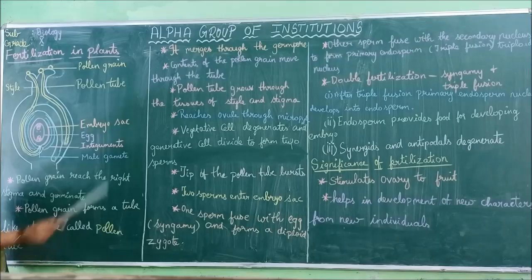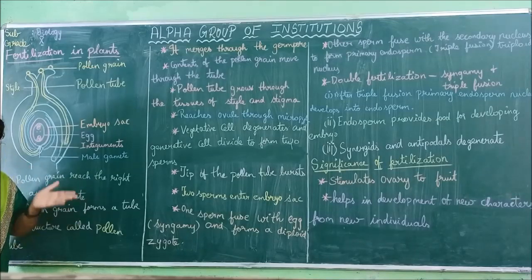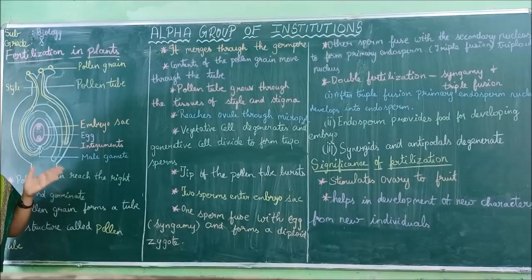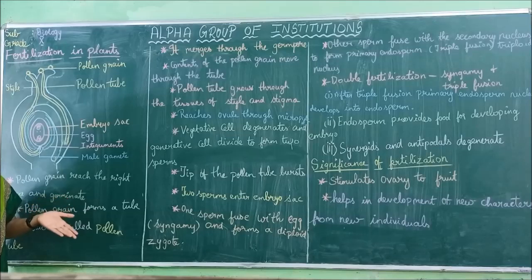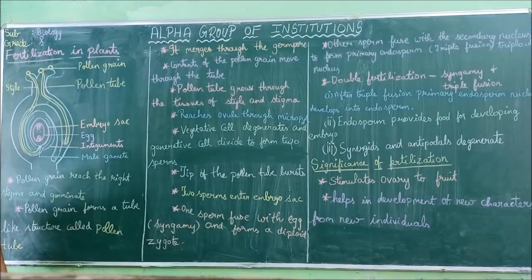Next, we are going to see about fertilization in plants. First we saw the structure of androecium and gynoecium. Then we saw the structure of pollen grains, then the structure of ovules, and the parts. Then we saw how the pollen grain from the anther moves to the stigma of the gynoecium. The transfer of pollen grains is called pollination. Next, in the process of reproduction, the second thing is fertilization. You have to remember all the parts and all the structures to understand this fertilization.